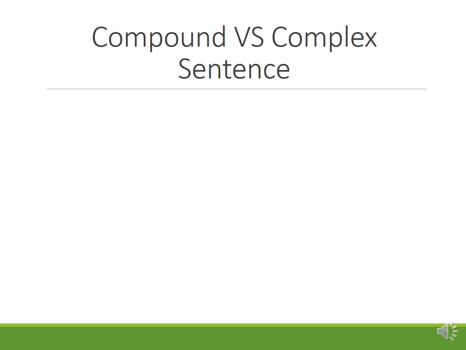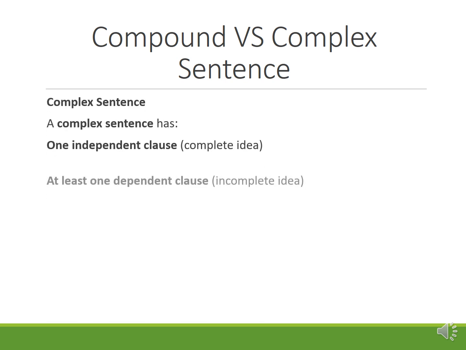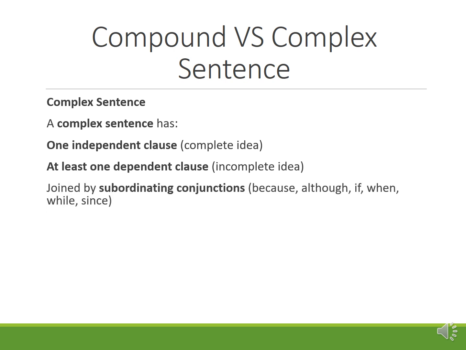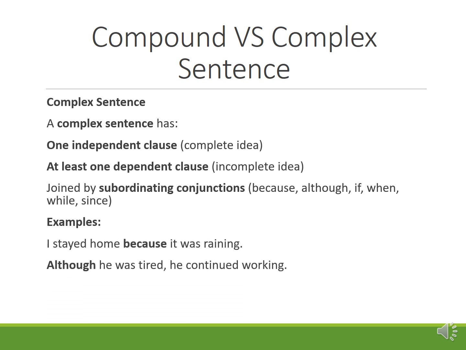But a complex sentence has one independent clause, a complete idea, and at least one dependent clause, an incomplete idea, joined by a subordinating conjunction: because, although, if, when, while, since. For example, I stayed home because it was raining. Although he was tired, he continued working. One part cannot stand alone because of the dependent clause.